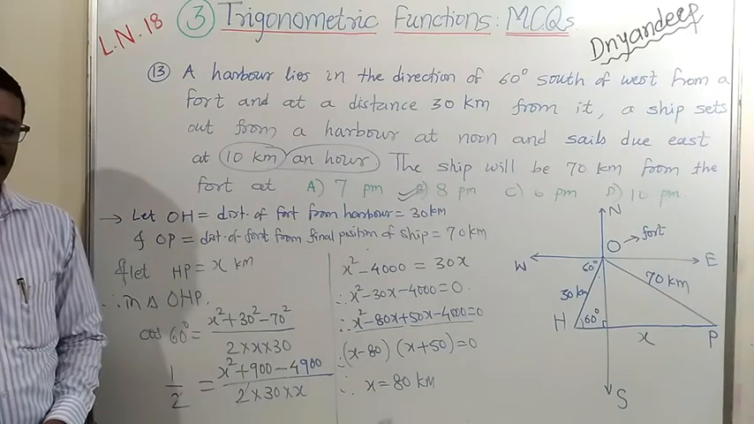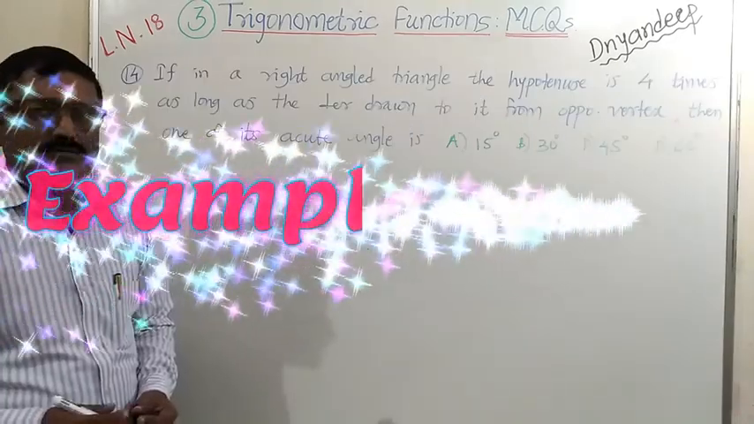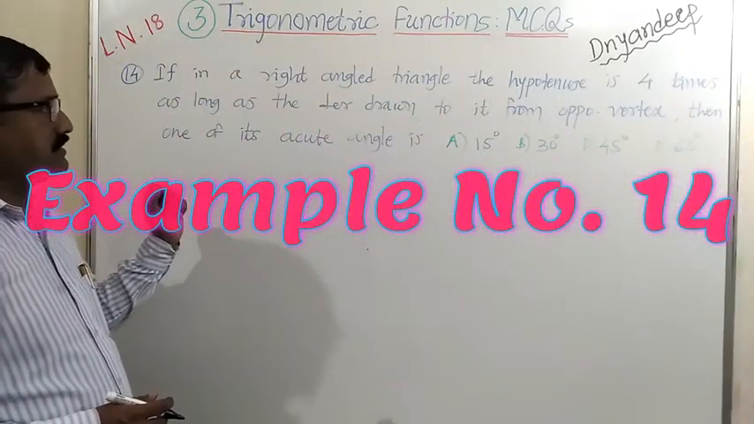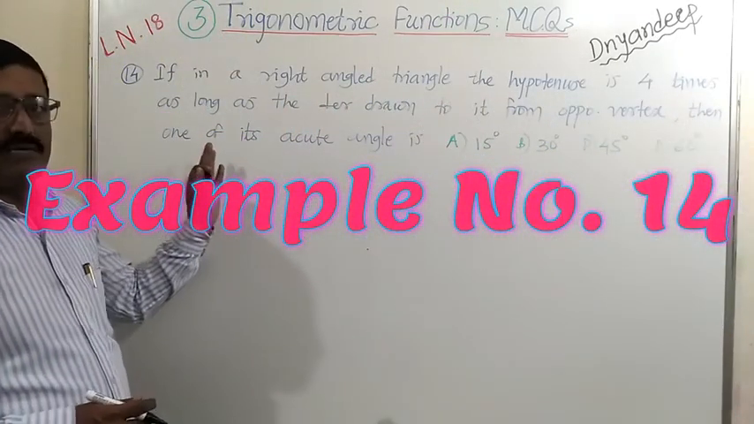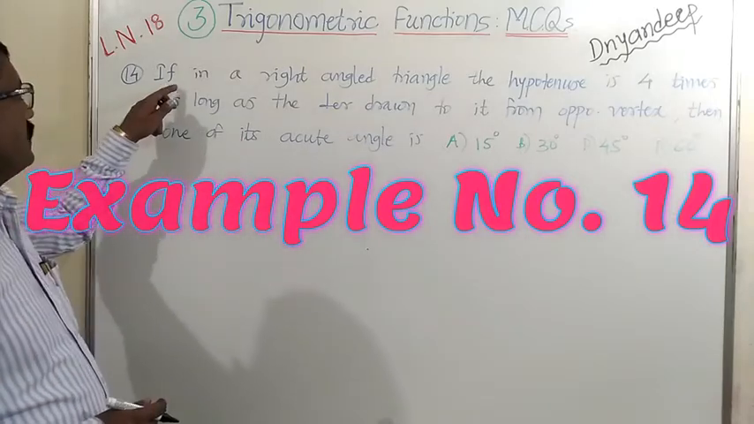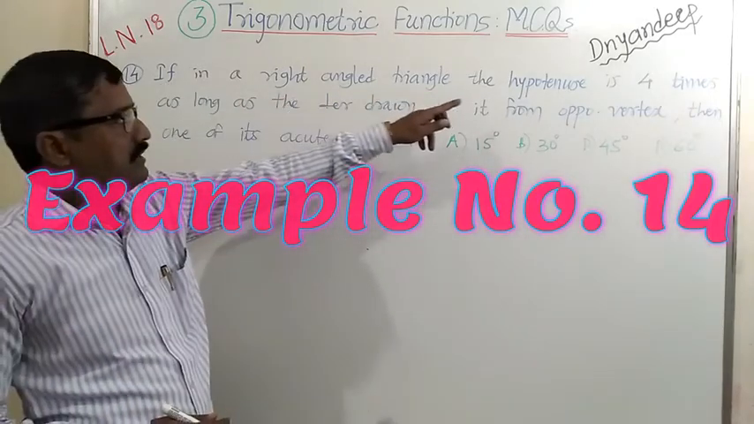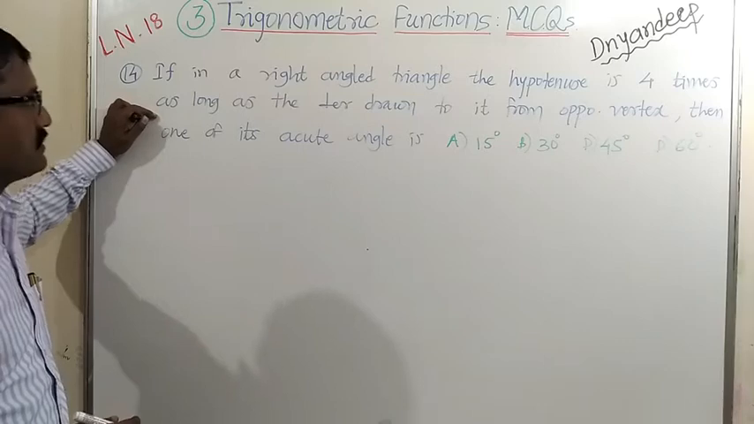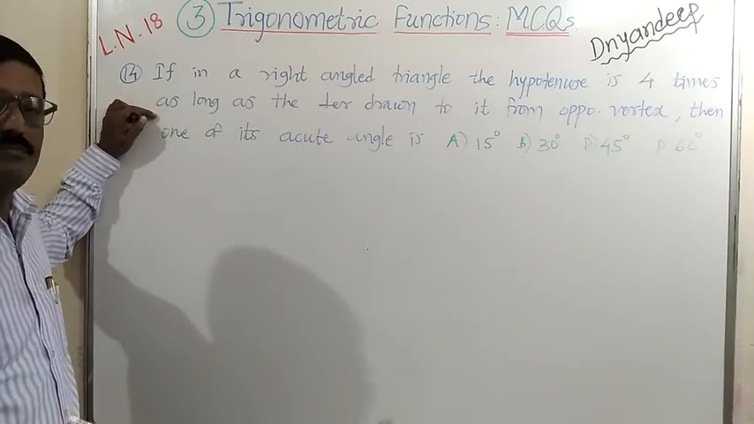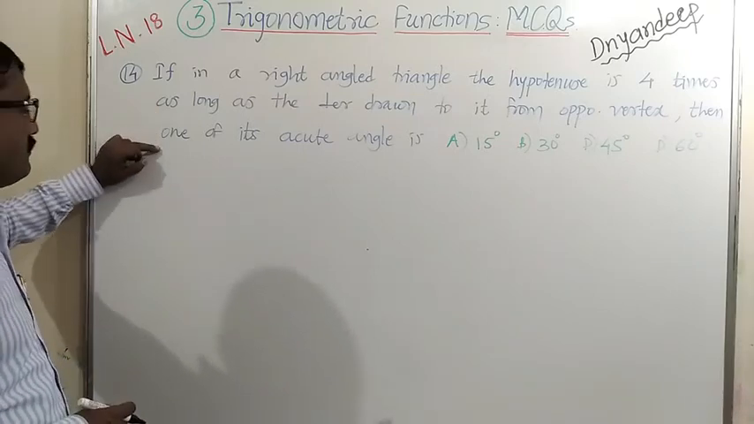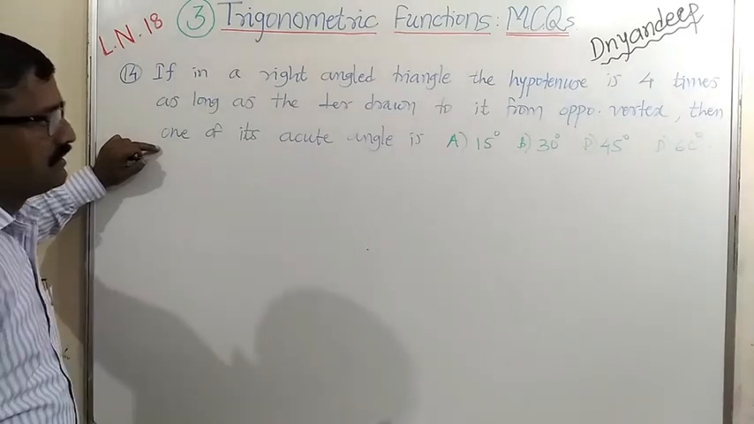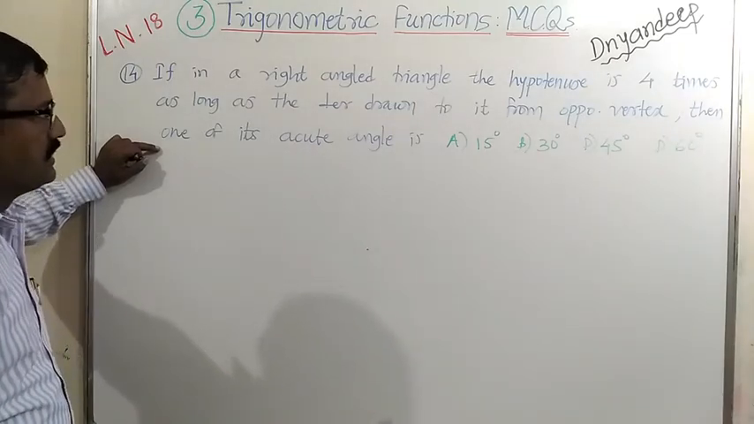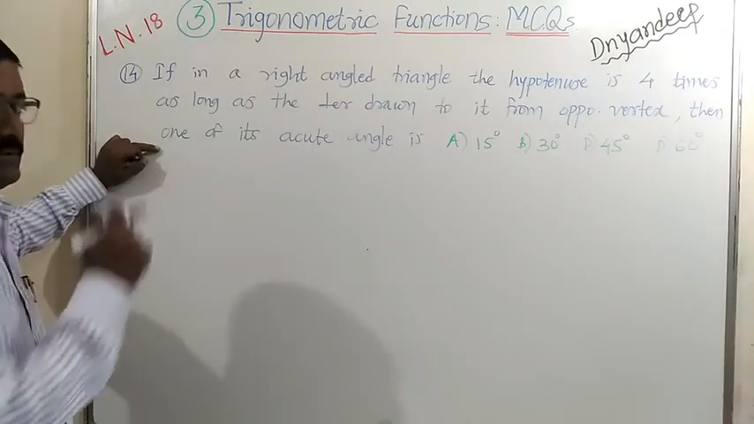Now see the next example number 14, which is based on the application of trigonometry. If in a right angle triangle the hypotenuse is 4 times as long as the perpendicular drawn to it from the opposite vertex, then one of its acute angles is, the options are given. The length of the hypotenuse is 4 times the perpendicular.